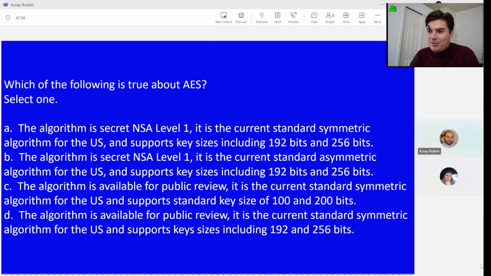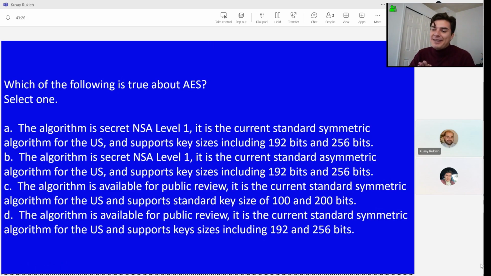Let's see here. The algorithm is secret, NSA level 1. It is the current standard for the United States, and it supports key sizes including 192 bits and 256 bits. Is it NSA level one? Is it secret? No, it's not. So everyone has access to this. NSA level 1 means only they have access; it's secret to the NSA, not publicly published.